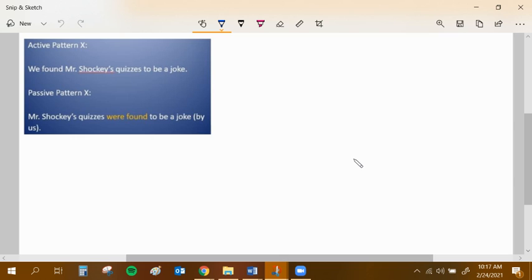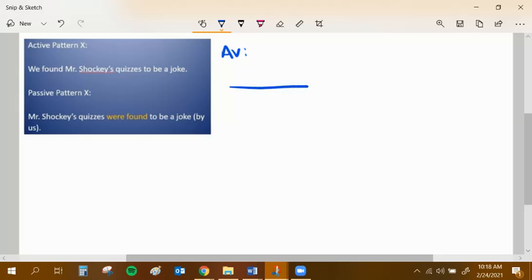Our last passive diagram is passive 10, which just looks like a passive 9, which is nice. So let's take our active pattern 10, rather, which says, we found Mr. Shockey's quizzes to be a joke. Let's diagram this one. And once again, we're going to do it sort of in its skeletal form.